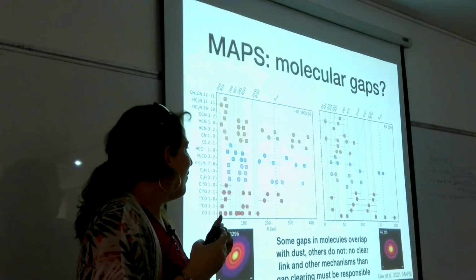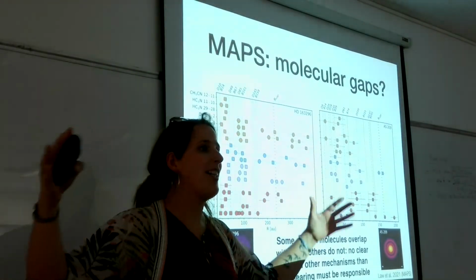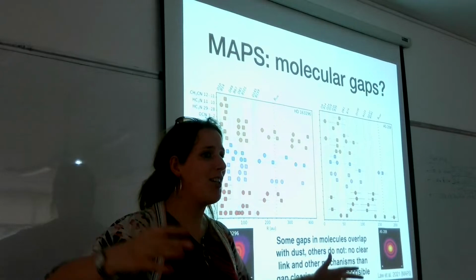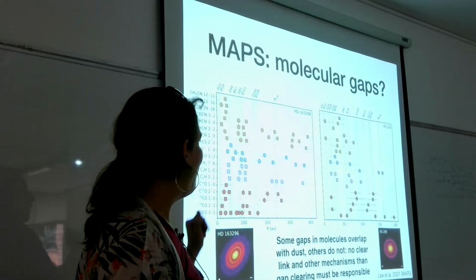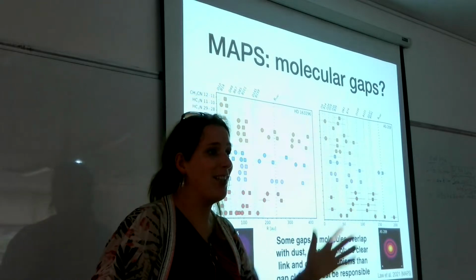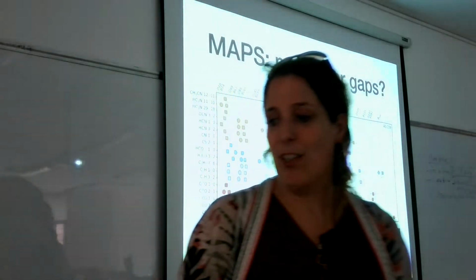So it's not clear whether these molecules are actually tracing gas surface density variations, if there really are dips in the gas surface density. It's kind of a mess, and it's still really hard to interpret this.